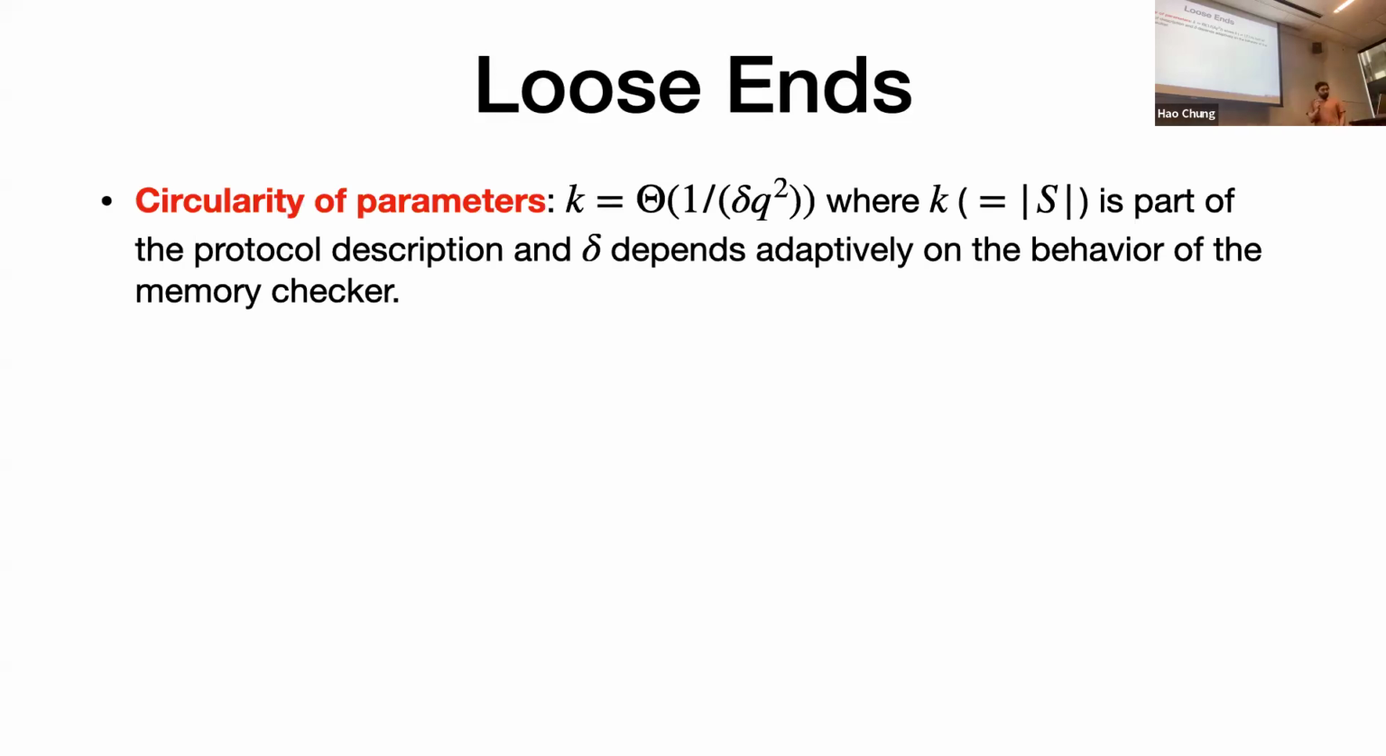So let me talk a little bit about some loose ends that I swept under the rug here. Really, the one thing I swept under the rug is that there's a circularity of parameters here. That's a little bit subtle, but this parameter k, which is the size of the set S, is a function of delta. And delta is a parameter from the partition argument. But the partition argument can depend adaptively on the memory checker, because this distribution is defined after the memory checker has done a bunch of writes. And so delta could depend on the writes, and so we don't know what to set k to in advance.